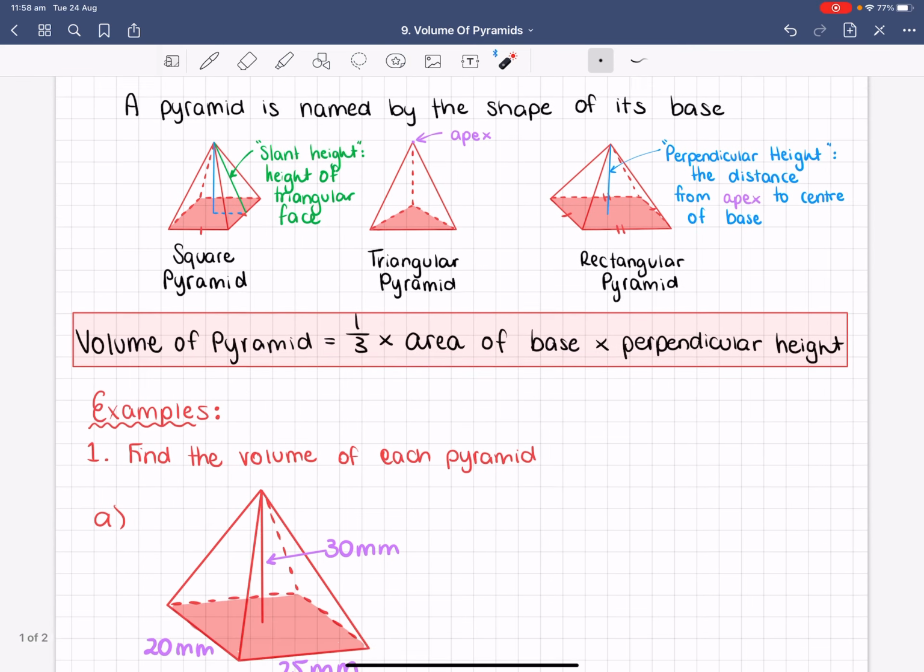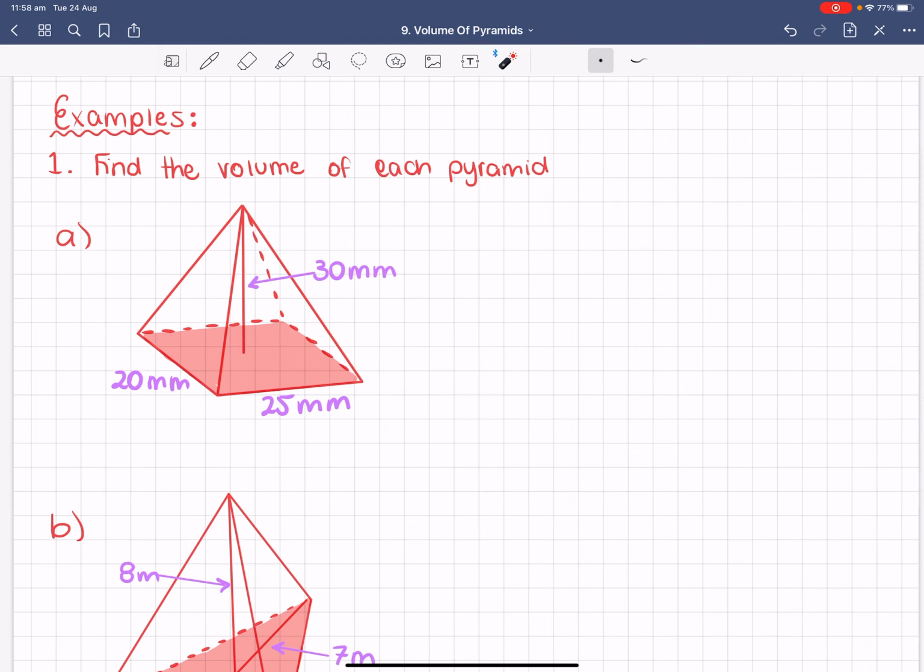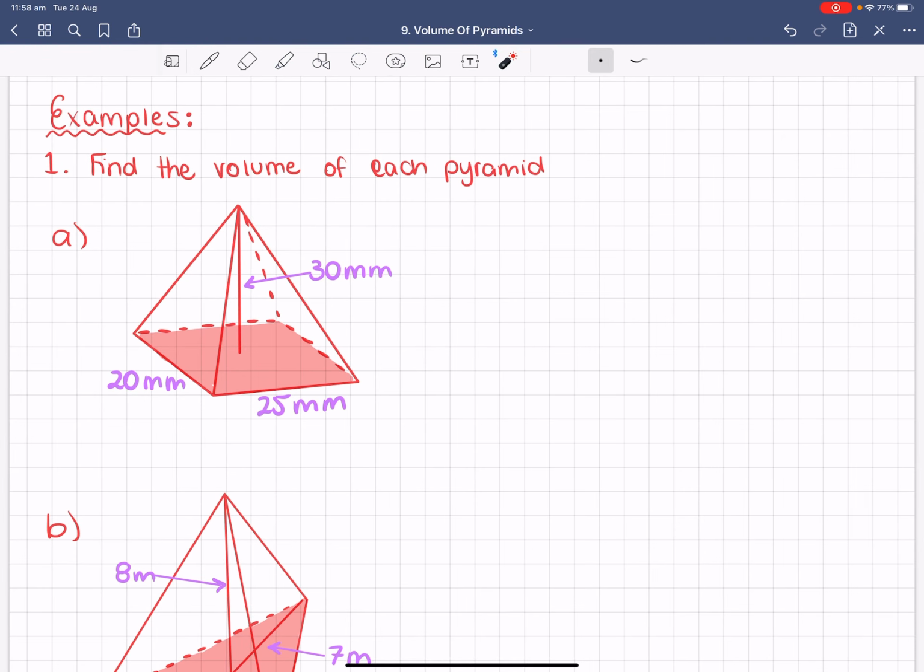So let's have a look. Here we've got some examples. Find the volume of each pyramid. We'll start off with this one. As you can see, this is a rectangular pyramid because the base is a rectangle. So for the area of the base, because it's a rectangle, it's literally just 20 times 25, which is 500.